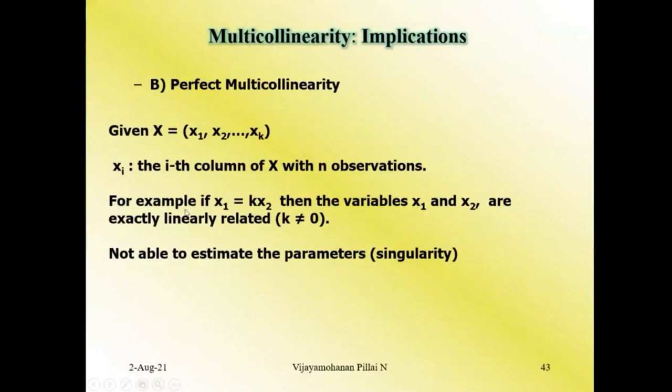take any two variables x1 and x2, and perfect multicollinearity appears if x1 is equal to kx2, where k is not equal to 0. That is, k can be any number, positive or negative. Maybe if k is equal to 1, then x1 is x2. If k equals 2, then x1 is twice x2, and so on. In that case, we have perfect multicollinearity and we have the singularity problem. We are not able to estimate the parameters. The computer will crash.